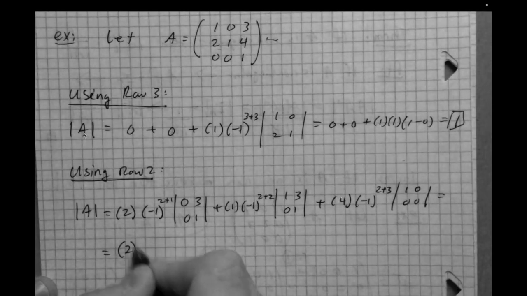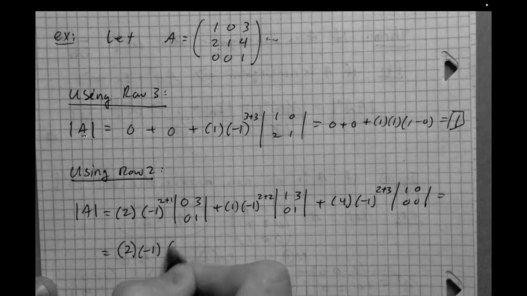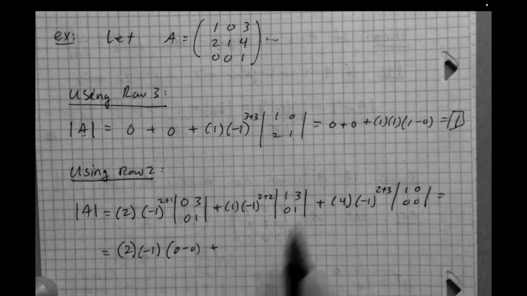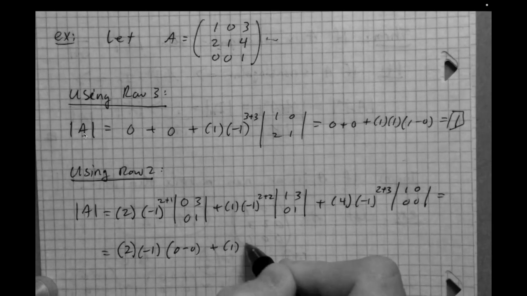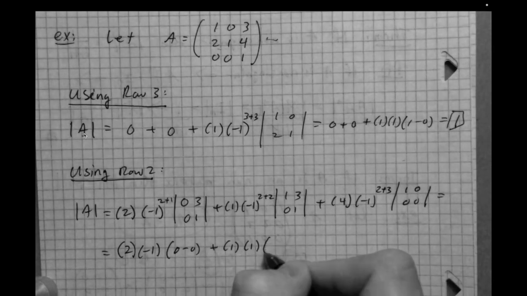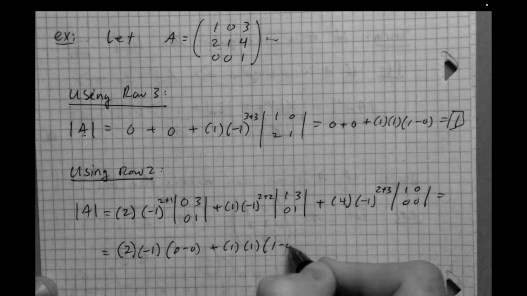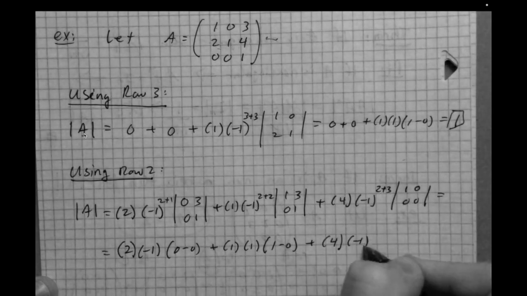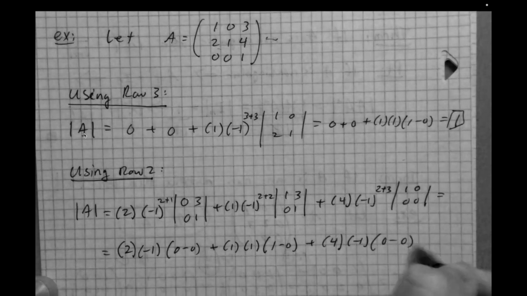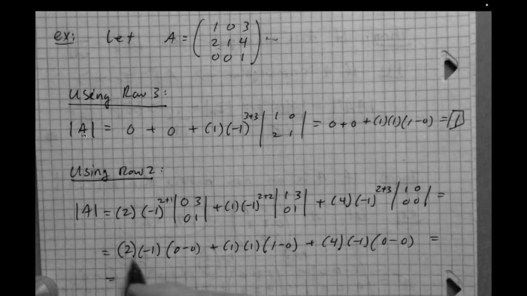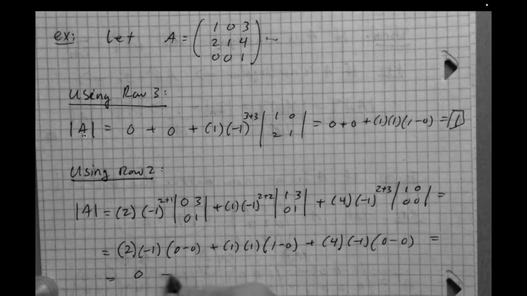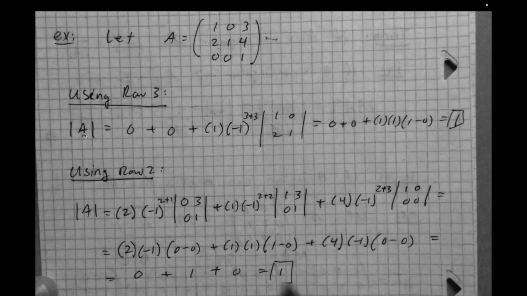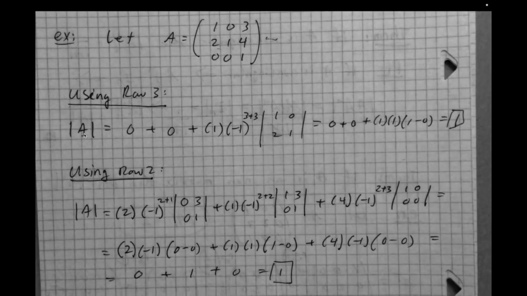Okay, so let's see what happens here. So I've got a 2 times negative 1. This is going to be 0 minus 0. Okay, so that's all zeroed out. Here I've got a 1 times a 1, and then I've got 1 minus 0. And then here I've got 4 times negative 1, and then 0 minus 0. Right, and so what do I have? I have 0 plus 1 plus 0. So I get the same answer for row 2.